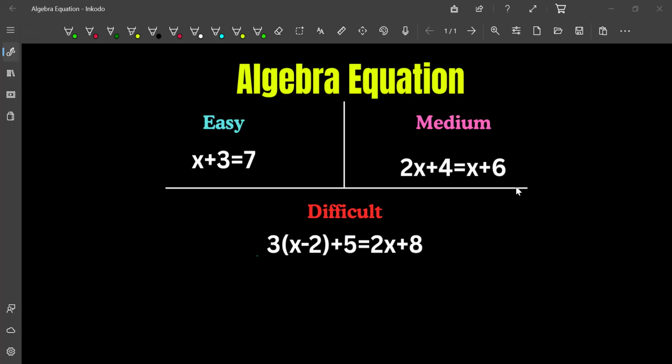And for today's video, I will show you how to solve the algebra equation from the easy level to the difficult level. Okay, so now let's start with the easy level first.